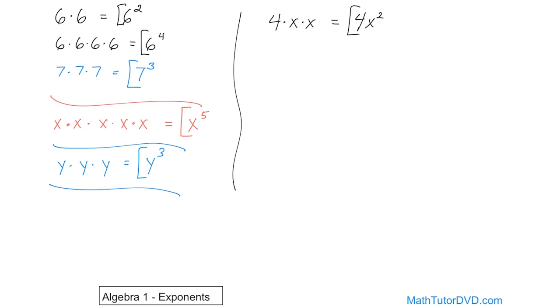Okay? What if you had negative 6 times z times z times z? Again, the negative 6 is only present 1 time, so it can't really be written as an exponent, but the z's are there 3 times, so the way you would write this is negative 6 times z to the power of 3. And this tells you it's negative 6 times z times z times z. That's what that means, and that's how we write it as an exponent.